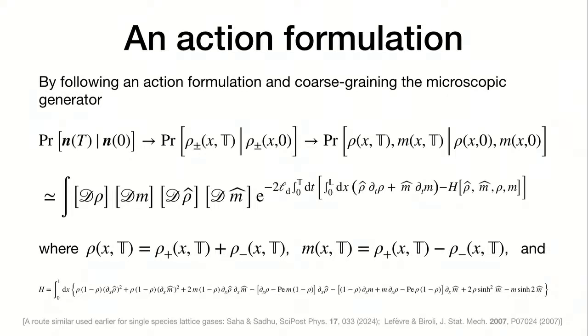So you can write this down formally; you can basically express it in terms of some action. Then you go to this continuous variable, these hydrodynamic variables, and from there you can either write rho plus and rho minus, or you can write in terms of rho and m. When you go through this, what you find is that you will have some action like that, where the Hamiltonian will be given by something like that.